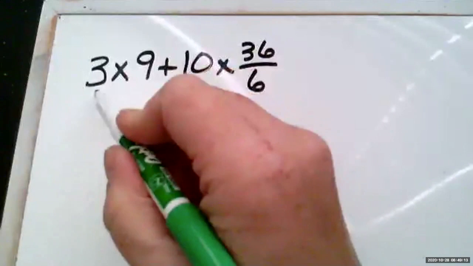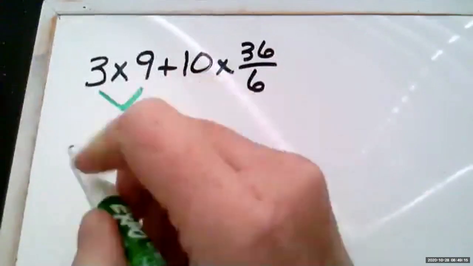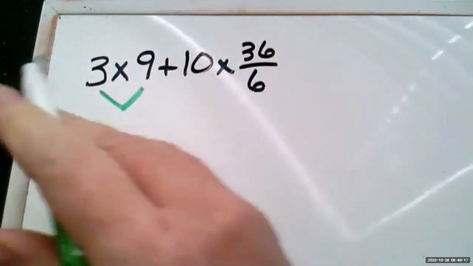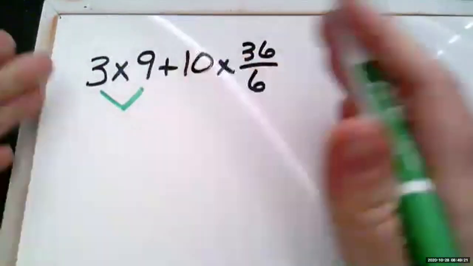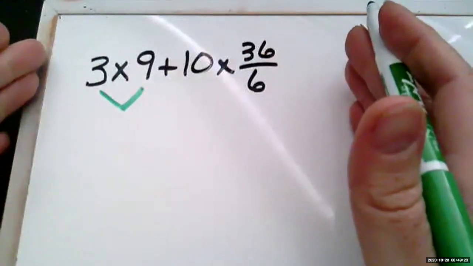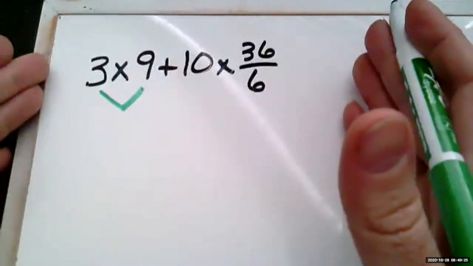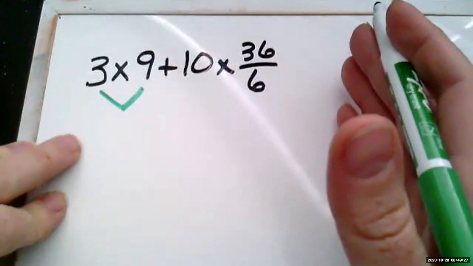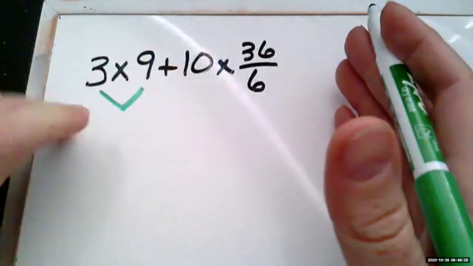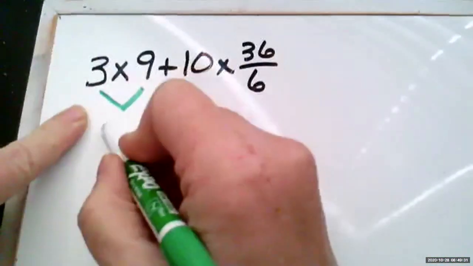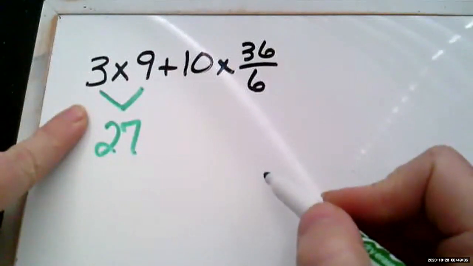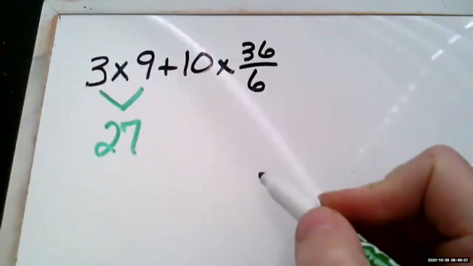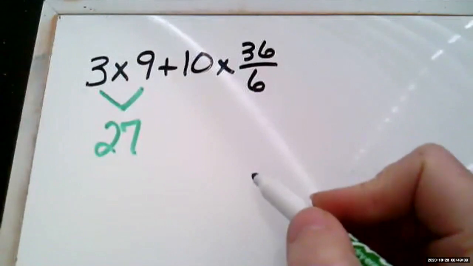All right, we have 3 times 9. So there's a multiplication problem because I don't see any parentheses. You always have to give it the quick check. No parentheses or brackets, no exponents. So we're moving right along with 9 times 3, the multiplication, of course. 9 times 3 is indeed 27. Okay, 27. Now, what comes next?